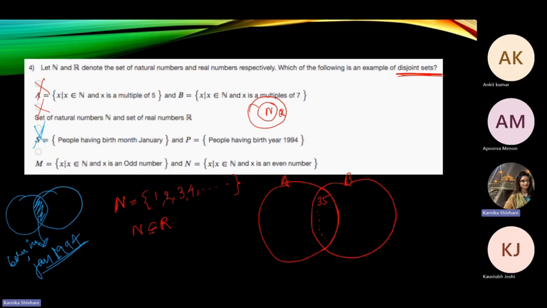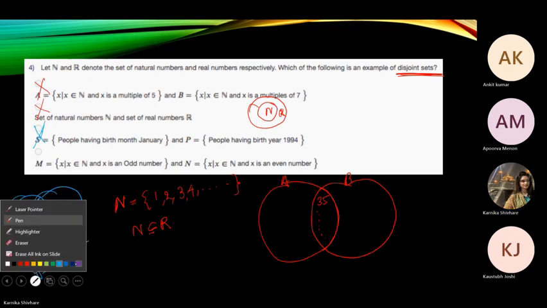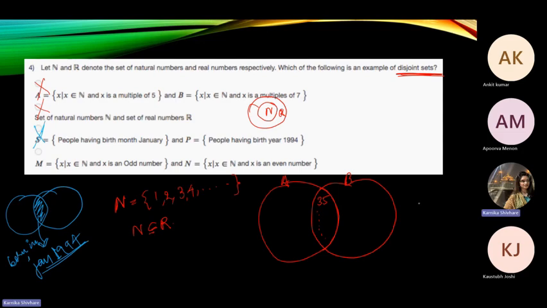Okay. Now we are seeing M and N. What do we mean by M and N? M is odd, N is even. Of course, there is nothing in common in it. Why? Because either a number is even or it is odd. Either it is a multiple of 2 or it doesn't have 2 as a factor in it, right? So it's not possible that it is both odd and even, right? So very clearly, this is a pair of disjoint sets.